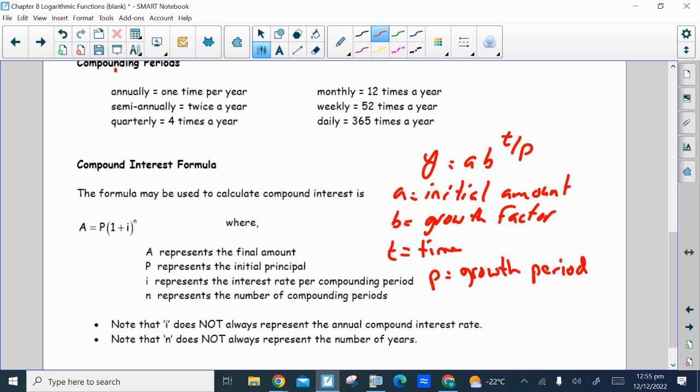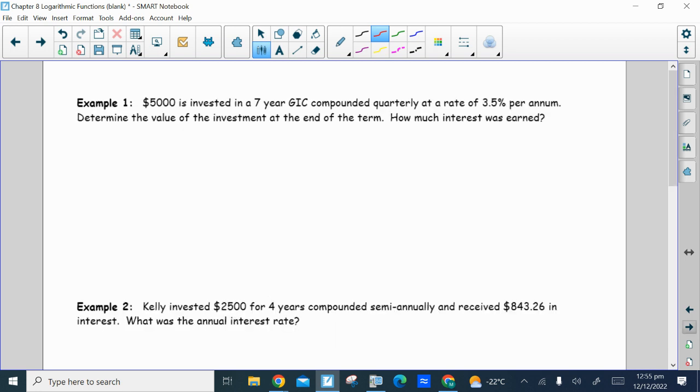So we'll do all our questions using this formula because this is the one that's given to us on the formula sheet. So this first example, $5,000 is invested in a 7-year GIC. That's just a guaranteed investment certificate. You can buy them from the bank. So you give them your money and you sign the deal, and they're going to keep that for 7 years. And at the end of the 7 years, they guarantee this is what they're going to pay you in interest.